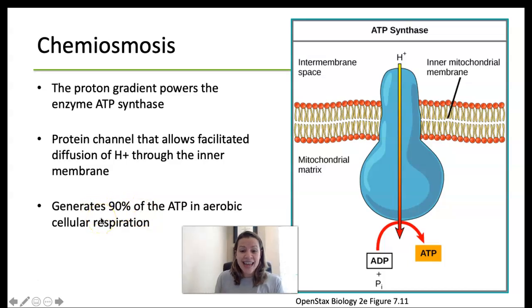It actually generates 90% of the ATP in cellular respiration, in aerobic cellular respiration. It's aerobic because oxygen had to accept that electron at the end of it. So this is all powered by that gradient that was created by the protons, which is why it's called chemiosmosis.